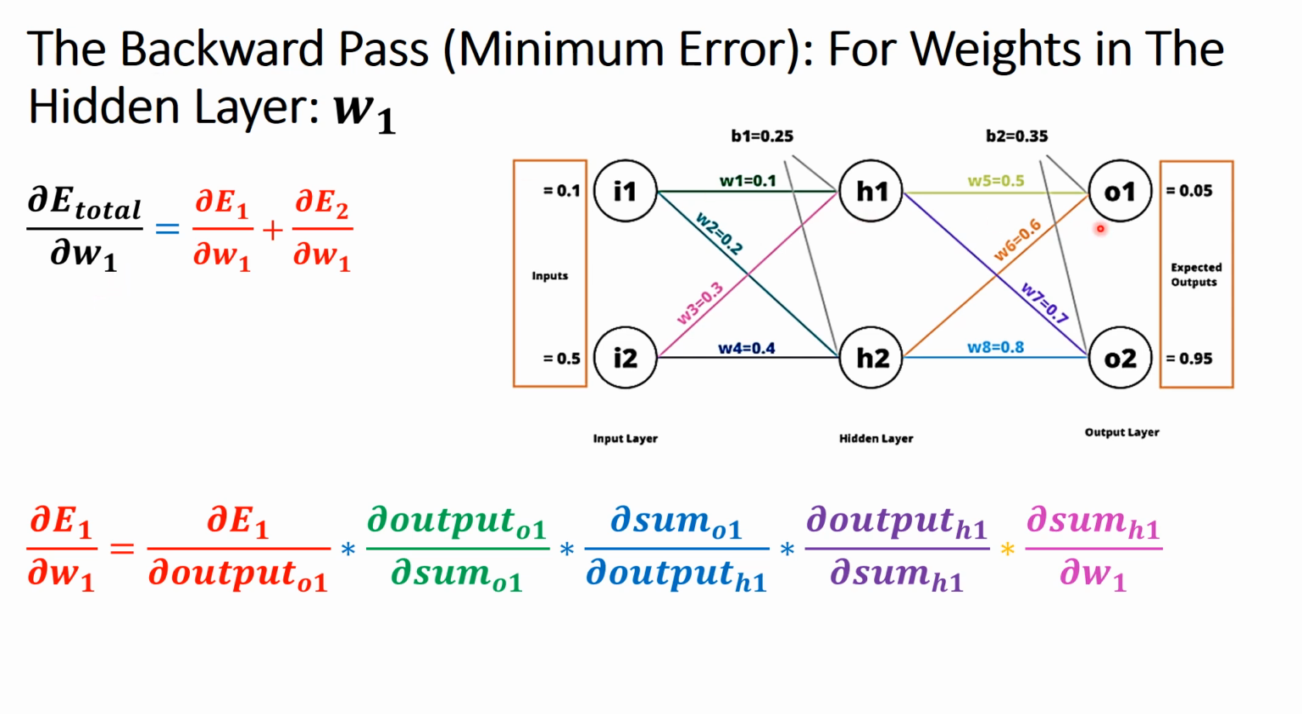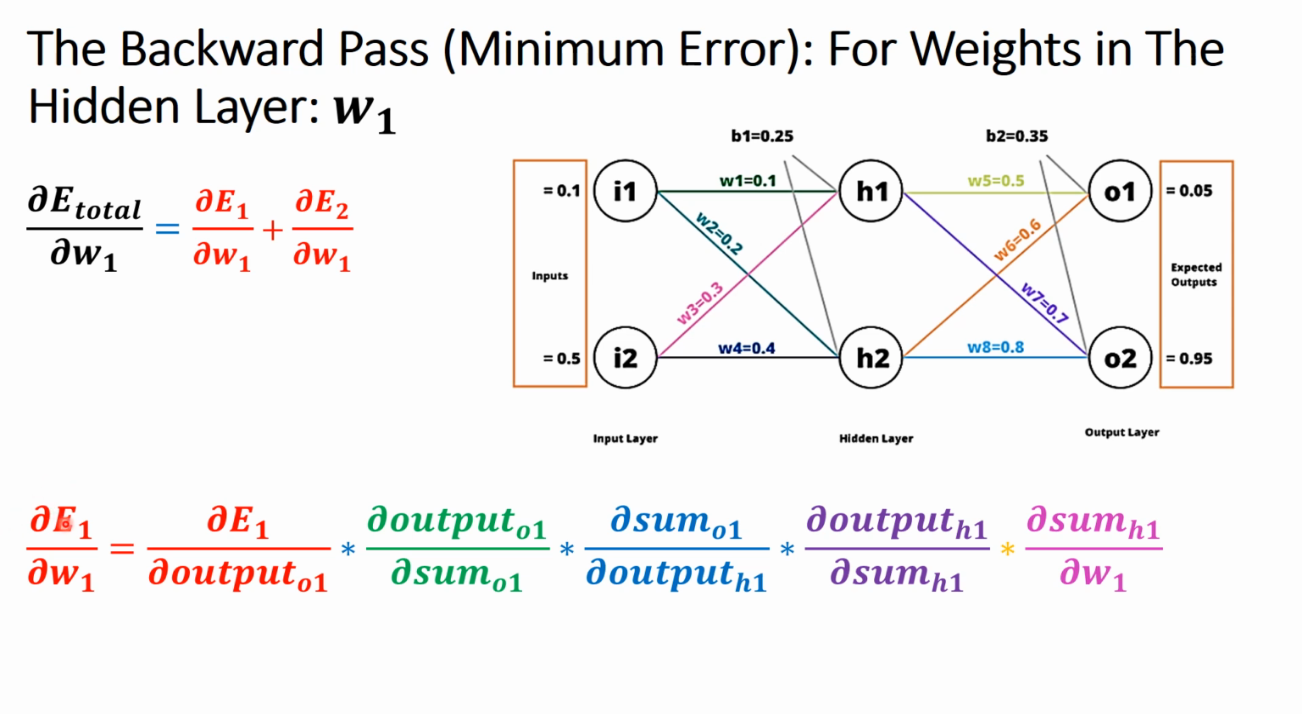And as you can see, E total equals E1 plus E2. So if we want to calculate the gradient of E total with respect to W1, effectively we can calculate the gradient of E1 with respect to W1 plus the gradient of E2 with respect to W1. Similarly, with the same concepts we employed in the previous calculations.